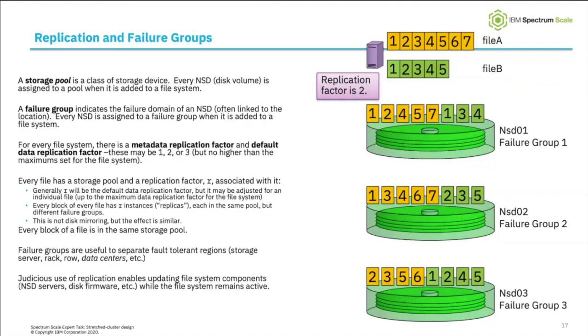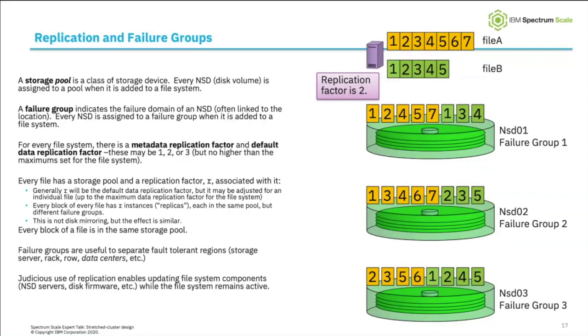Files belong to a storage pool, and all files belong to a storage pool, and they have a replication factor associated with them, which is generally the default for the file system. It could be changed using the policy engine. The interesting thing is how Spectrum Scale distributes the blocks of a file over the NSDs.